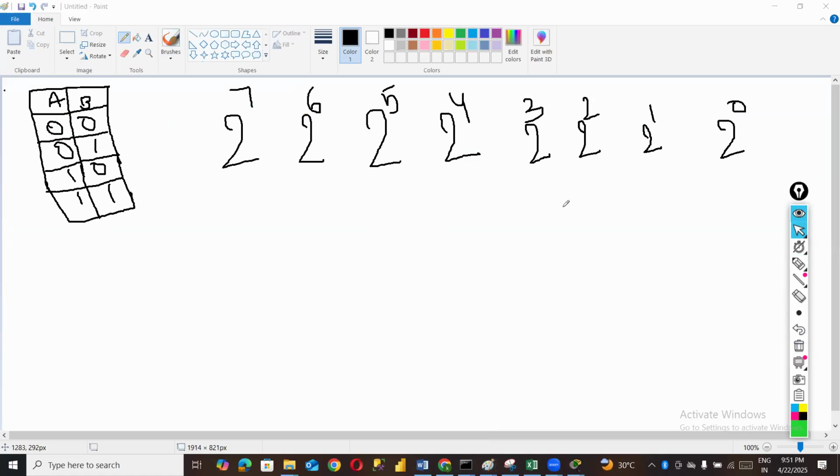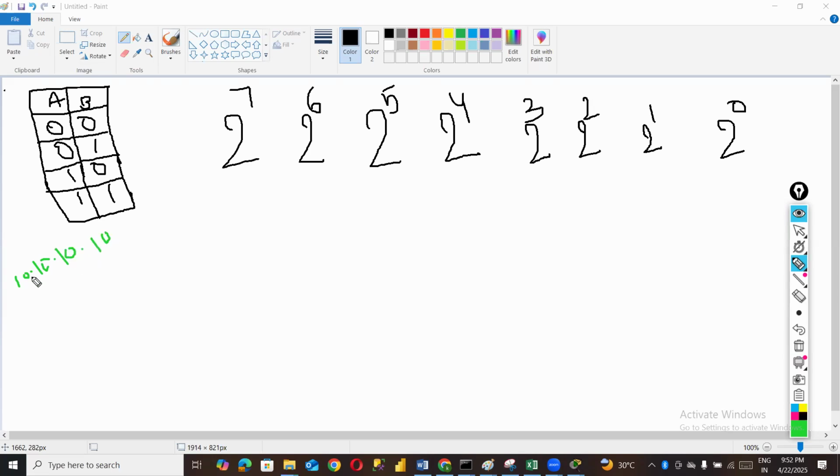Okay, so we have 2 power 0, 2 power 1, 2 power 2, 2 power 3, 2 power 4, 2 power 5, 2 power 6, and 2 power 7. Why did we take till 7? If you see here, 1, 2, 3, 4, 5, 6, 7, 8. We said each octet contains 8 bits. For example, if this is an IP 10.10.10.